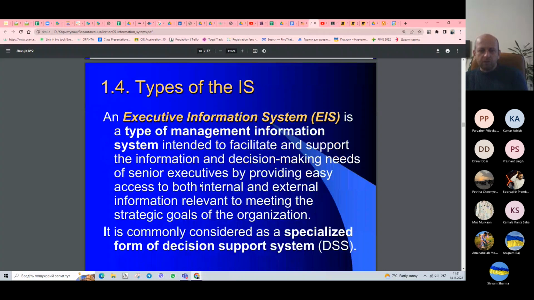An executive information system is a type of management information system intended to facilitate and support the information and decision-making needs of senior executives by providing easy access to both internal and external information relevant to meeting the strategic goals of the organization. It is commonly considered a specialized form of decision support system.